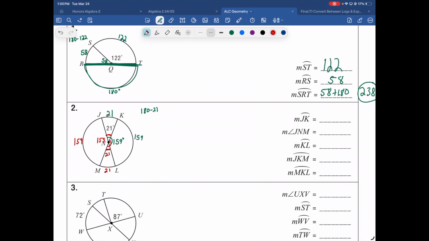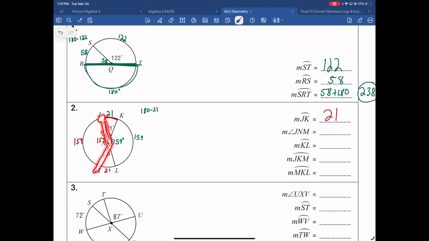JK. We go from J to K. 21. Angle JNM. So there's point J, point N, and point M. That's this angle right here. What's the measure of that angle? 159.